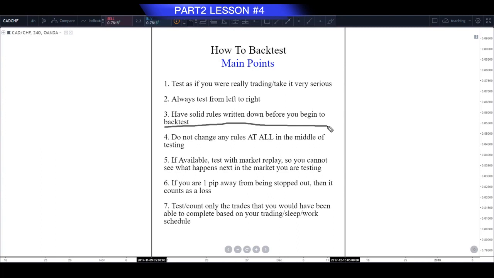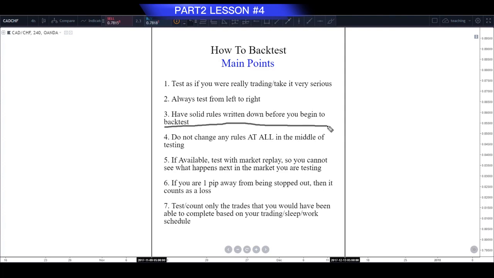But when it comes to sitting down and you have already done that process, you have these rules in place that you're going to be using based on what you've seen in historical data, have that solid set of rules written down. This way, you're not curve fitting your strategy. You're not going through the market and saying, well, I would have used a 35 pip stop loss here instead of a 30 pip stop.